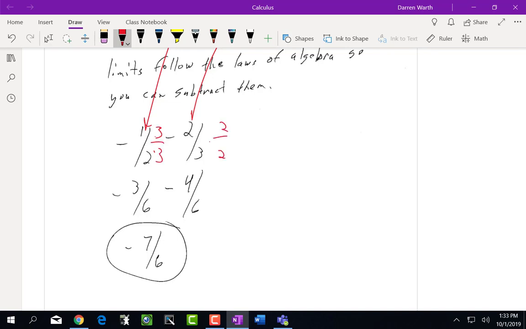Getting my common denominator, I get -3/6 minus 4/6. I subtract my numerators: -3 minus 4 is going to be -7. I keep my same denominator, which is going to be 6.